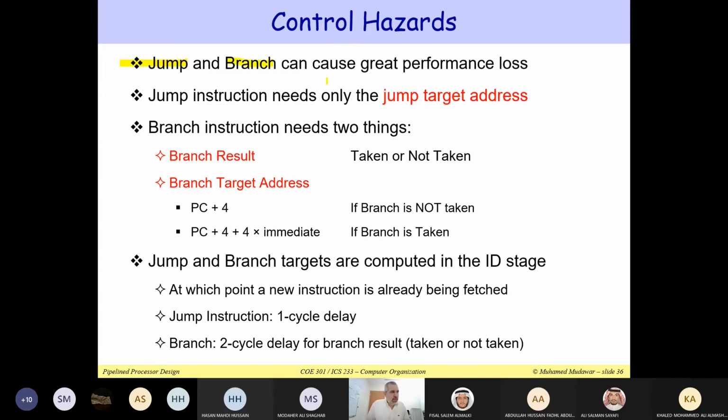Now, why do they call them control? They change the PC. Exactly, they control in what order we execute the instructions in the program, right? We use them to implement loops, if statements, and so on. We already have seen these instructions, right?